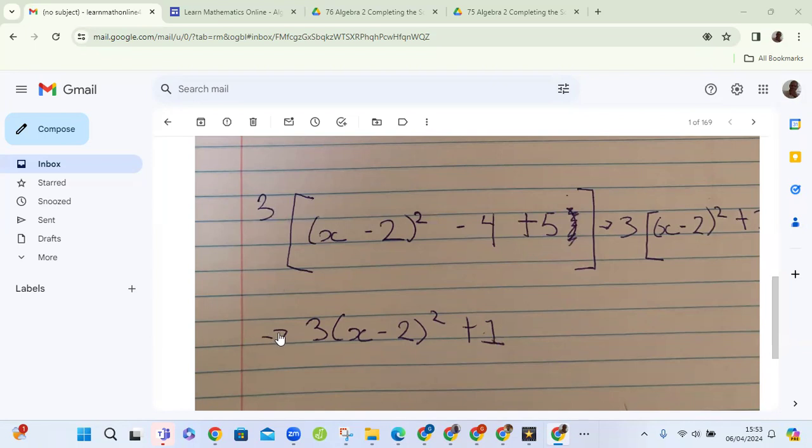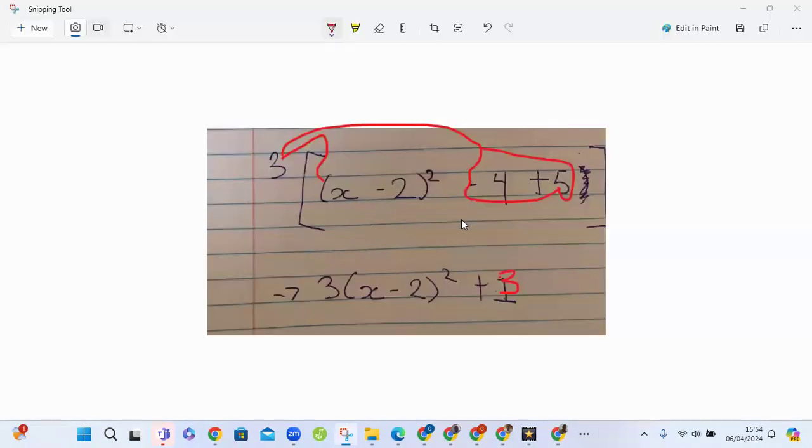And that's just an error. So that's the answer. That's supposed to be 3. So the answer is 3 outside of x minus 2 all squared, plus 3.